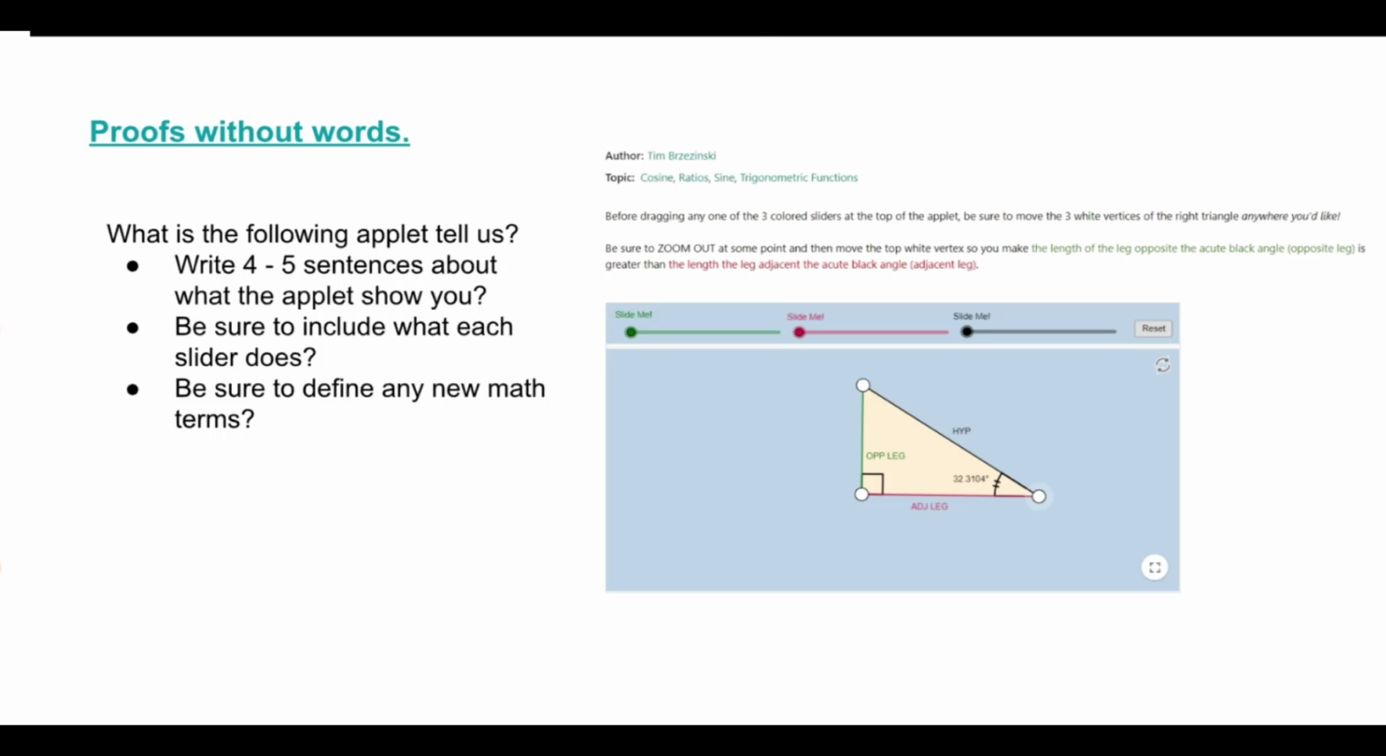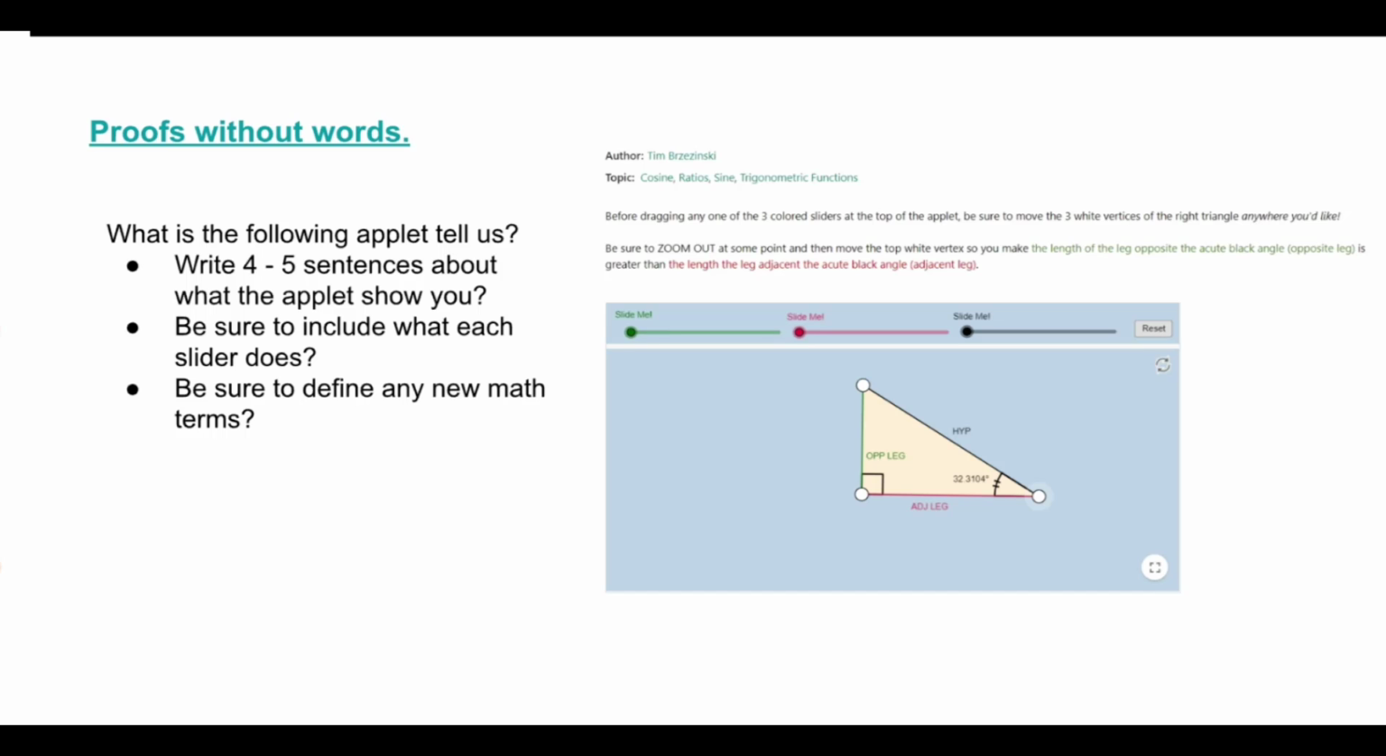In this activity, what I'm going to have you do is play around with this app for a little bit, and I need you to write 4 to 5 sentences about what the applet is trying to show you. Be sure to include what the slider does. There are 3 sliders on top. There's a green one, a red one, and a black one. So tell us what those do, and describe what happens in the picture too.